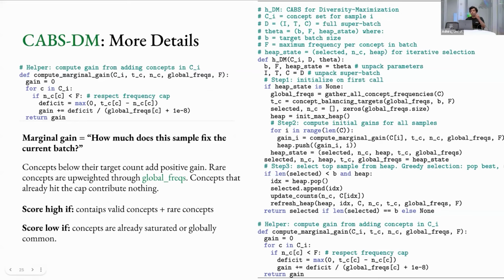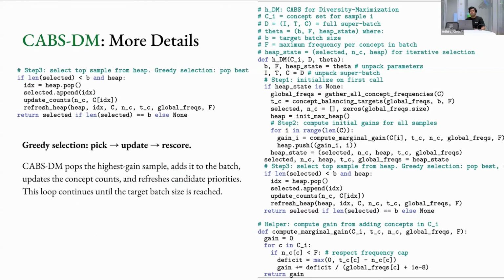We score the samples high that have valid concepts, meaning concepts that have not reached their cap yet, and rare concepts. So we uplift concepts that are more rare, we score them higher so that the probability of selecting them gets higher. And we score them low mostly if concepts are already saturated. So using all of these tricks, we populate a batch to keep the distribution as flat as possible.